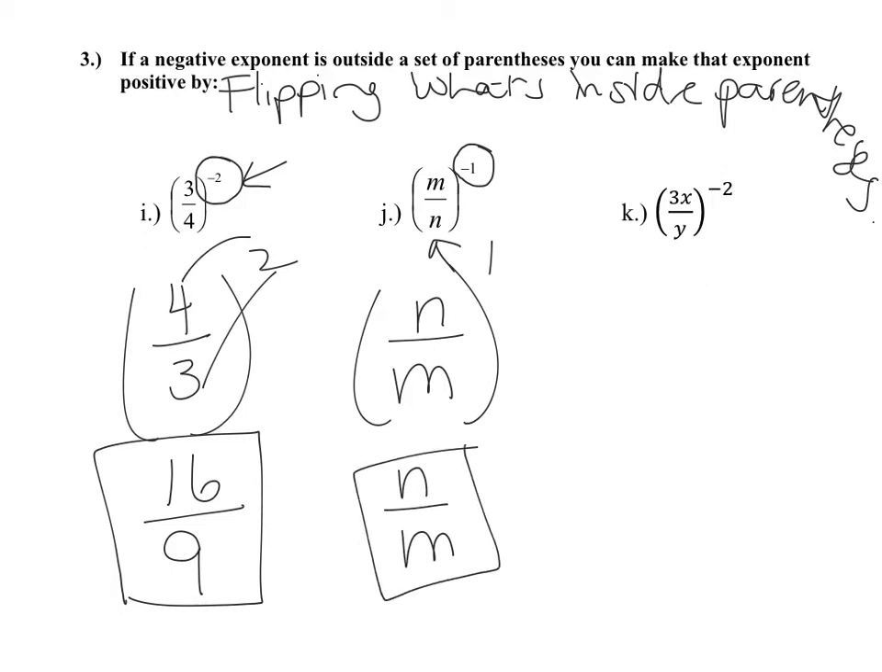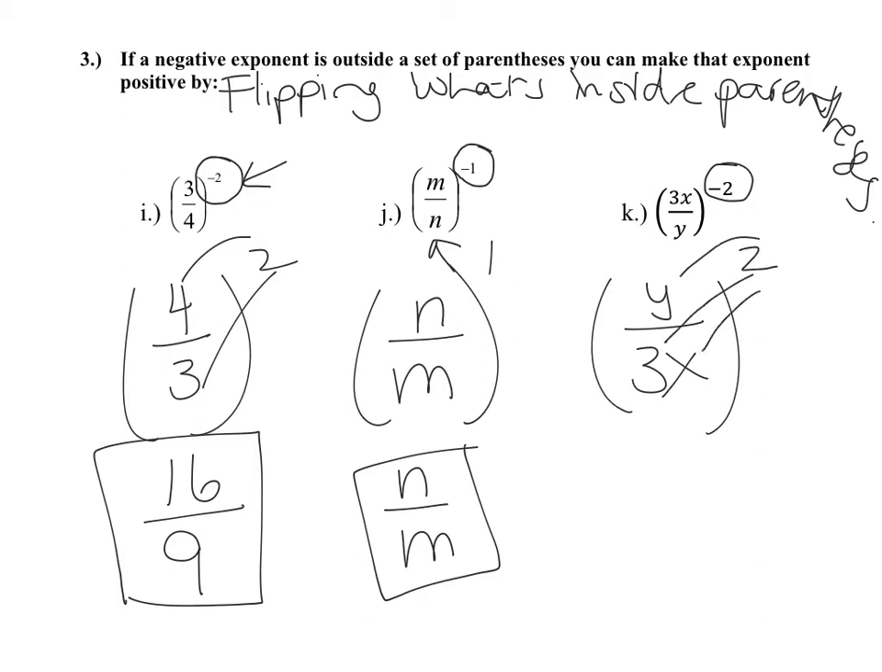Okay, to make this exponent positive, you flip the inside. So it becomes y over 3x. The whole thing now becomes to the positive second. And now I bring this in to everybody. So I get y to the second over 3 to the second, which is 9, so it's 9x to the second.